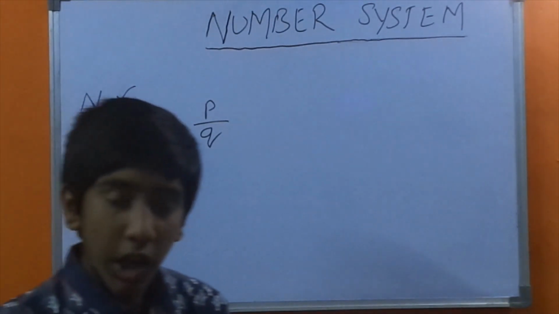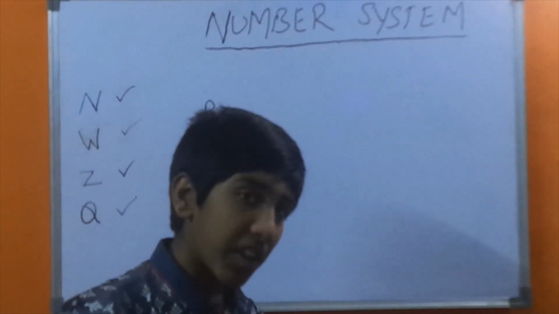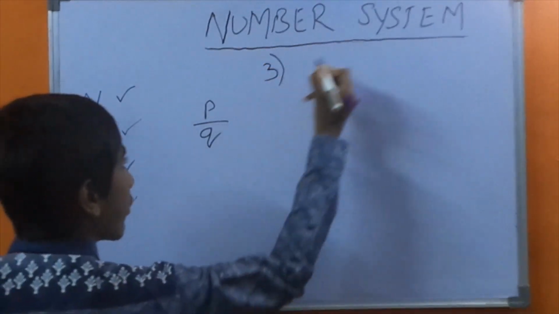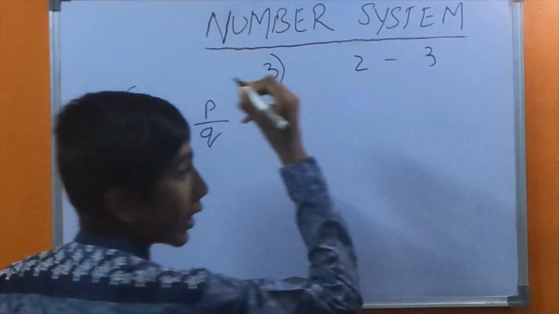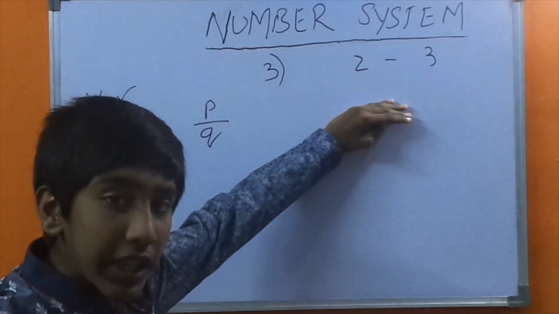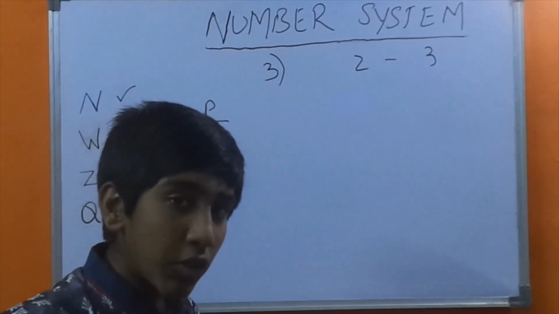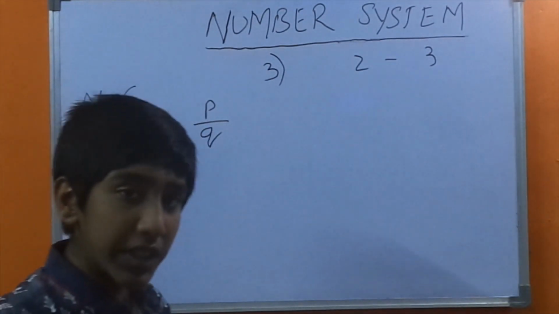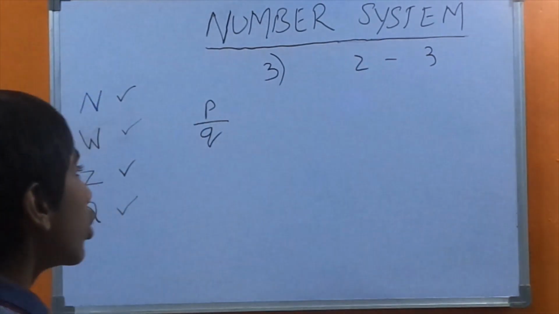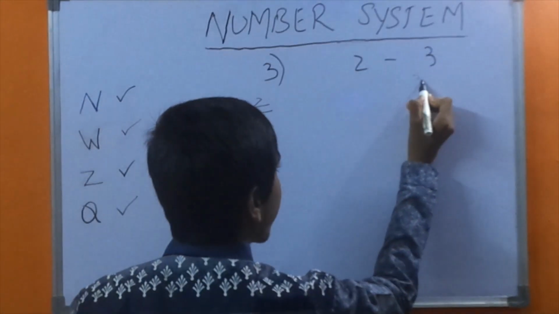Now, we will recall how to find rational numbers between any two given rational numbers. For example, if we have to find 3 rational numbers between 2 and 3. In order to find them, we must convert them into the rational equivalent. Rational equivalent means the rational number equal to 2 and 3. 2 can be written as 2 by 1 and 3 can be written as 3 by 1.